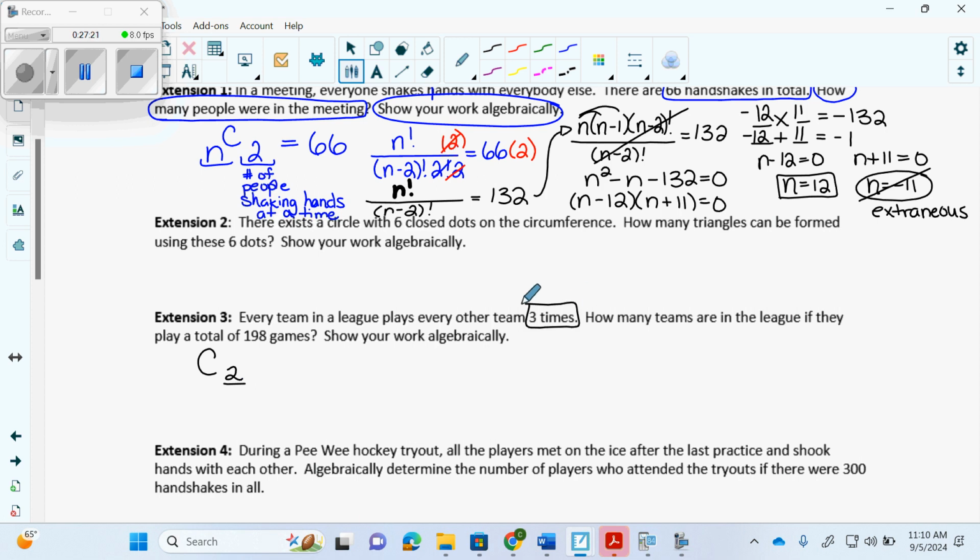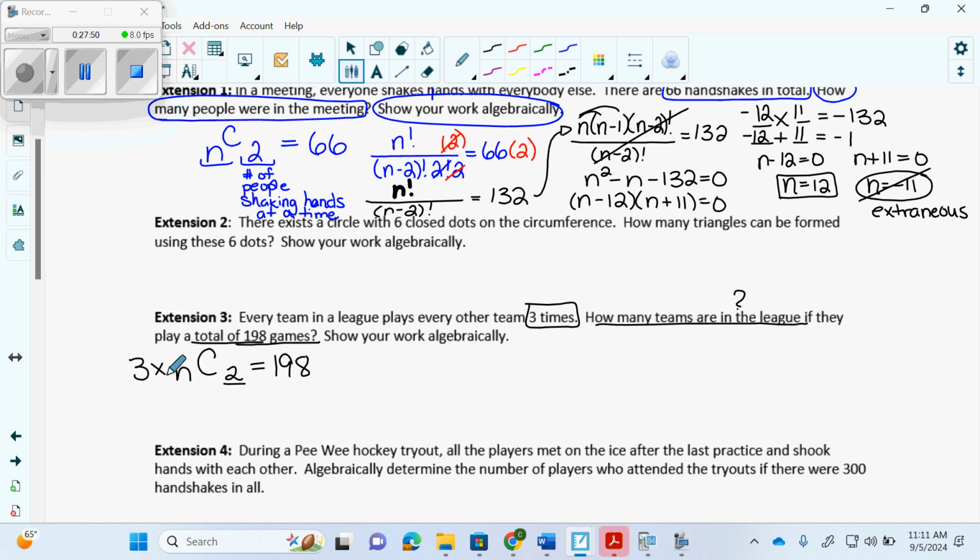How many teams are there in the league? So what am I missing? Which am I missing, the total or n? n. How many teams are in the league? I don't know. If they play 198 games, the total of 198, so they gave me the total. This is if they play every other team, correct? But how many times do they play the other teams? 3. So I just take this and I times it by 3.